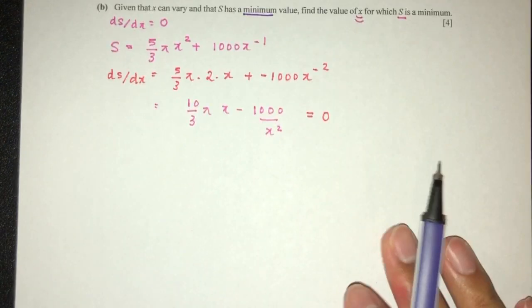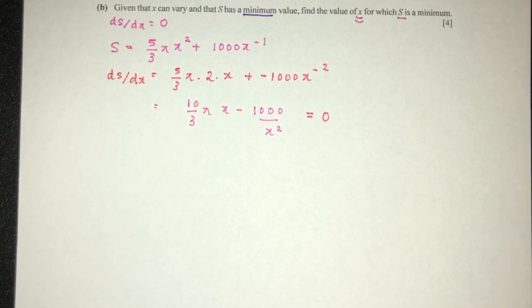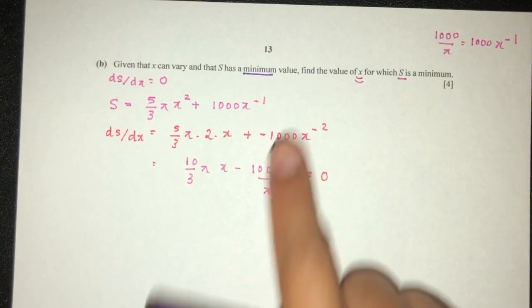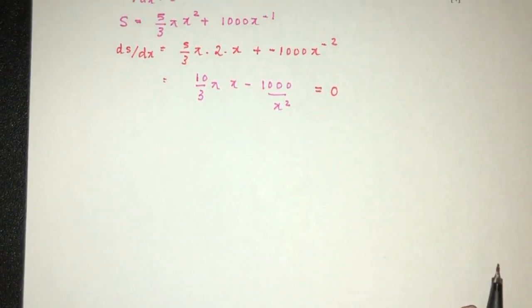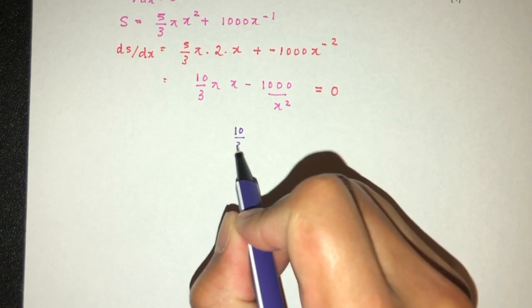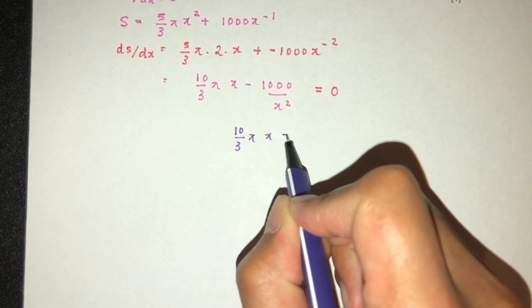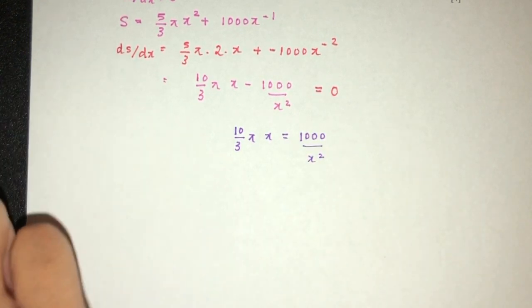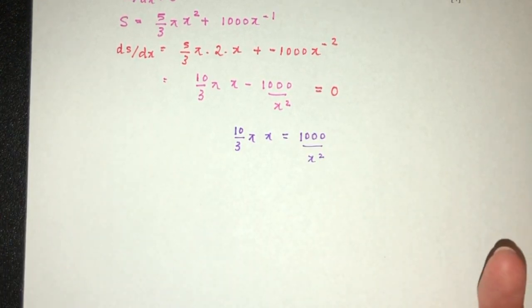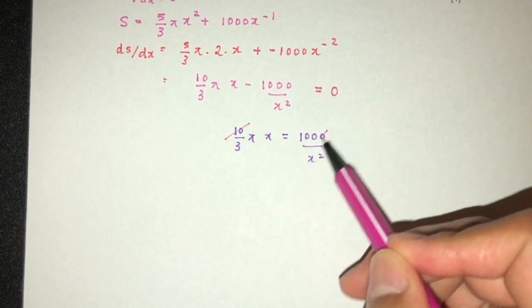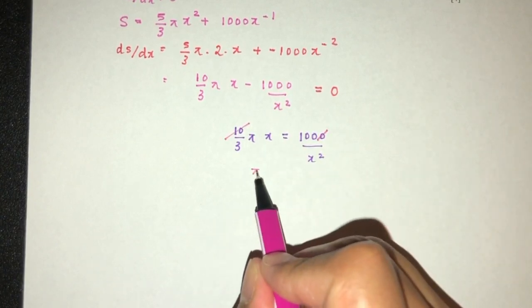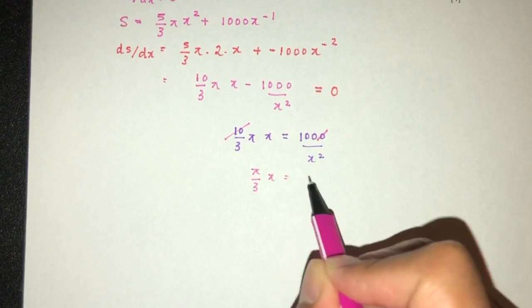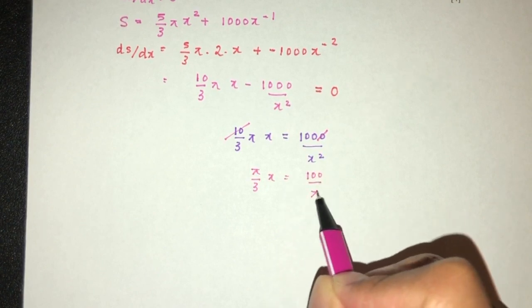Let's see what happens. Step by step, we try to solve this. We just have to find the value of x, so we have to solve for x. First thing first, I can send this one over here. I will have 10/3 pi x equal to 1000 over x squared. Now I can of course divide by 10 on both sides. This will go away and this will go away. You will have pi/3 x equal to 100 over x squared.